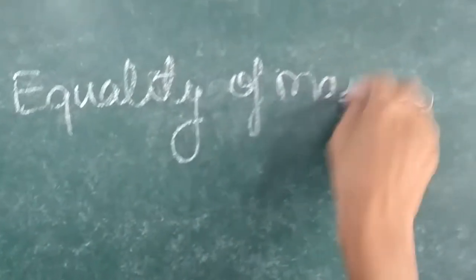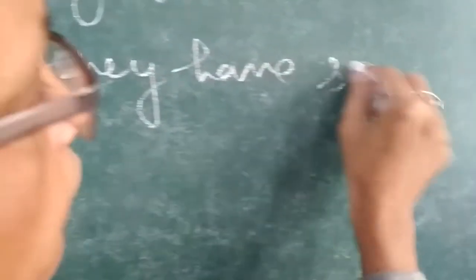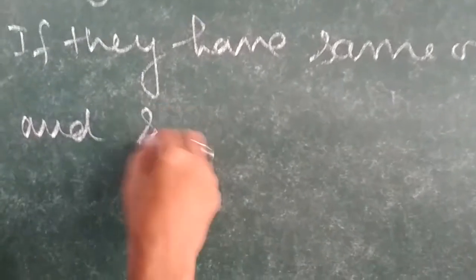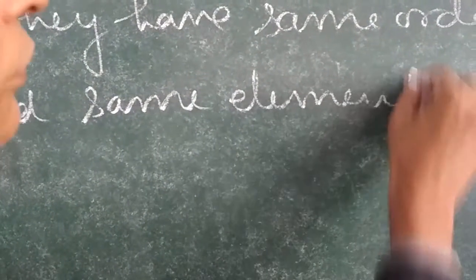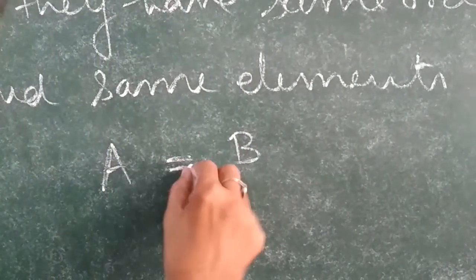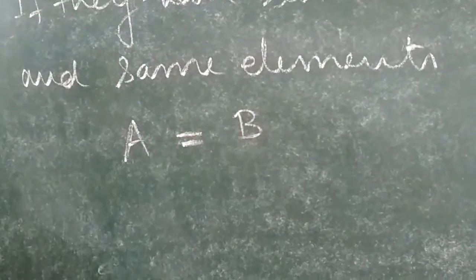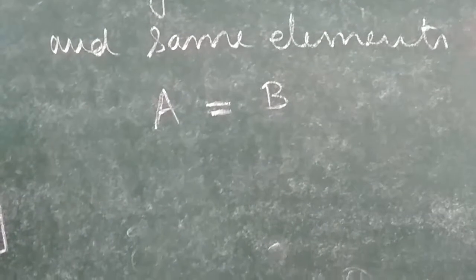Equality of matrices. If they have the same order and the same elements, then matrix A equals matrix B. Both have the same order and the same elements, so you can write A equal to B. This is known as the equality of matrices.